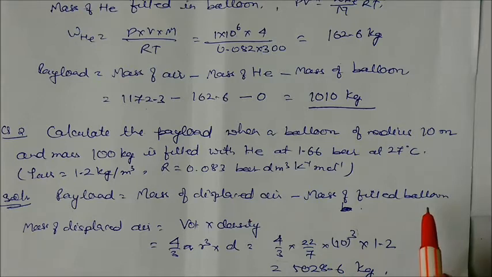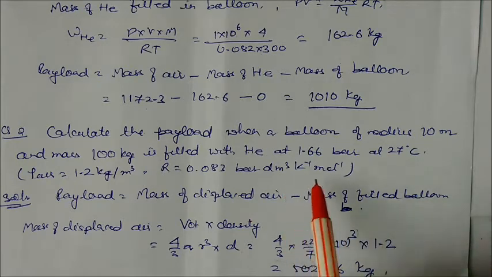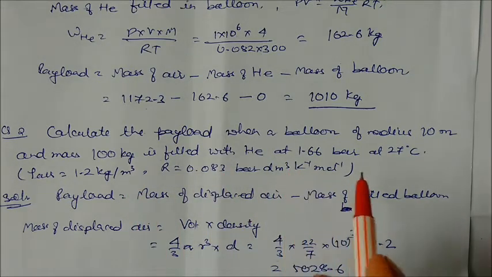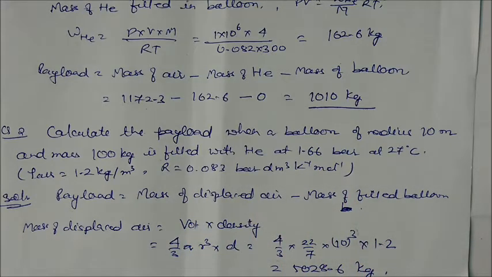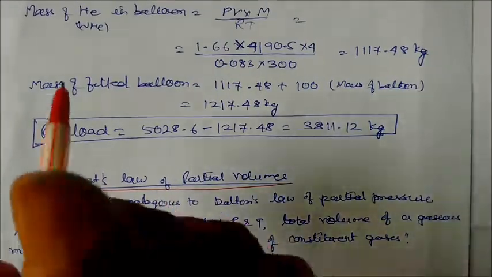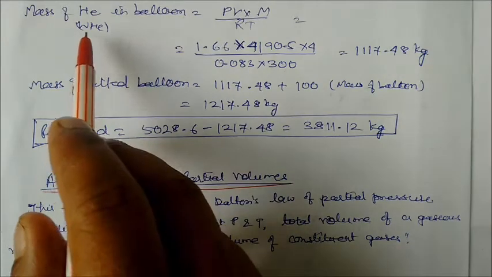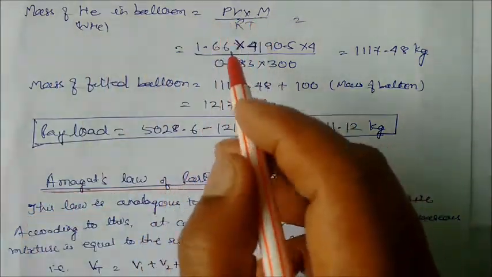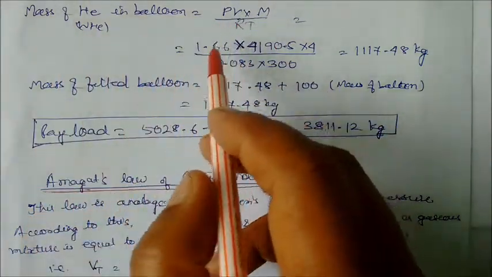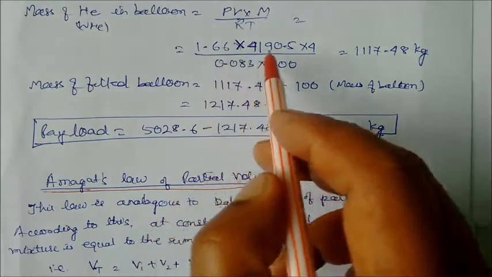What is the mass of filled balloon? For the filled balloon, helium is inside this balloon. So we have to take out the mass of the filled balloon. So the mass of the helium in the balloon will be PV by RT, that is PVM by RT. So pressure is given here, 1.66.